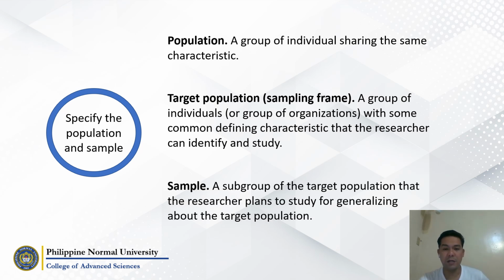From the sampling frame, you can now get your sample, a subgroup of the target population that the researcher plans to study for generalizing about the target population. So this sample could be identified using the different kinds of sampling design and the types of sampling.